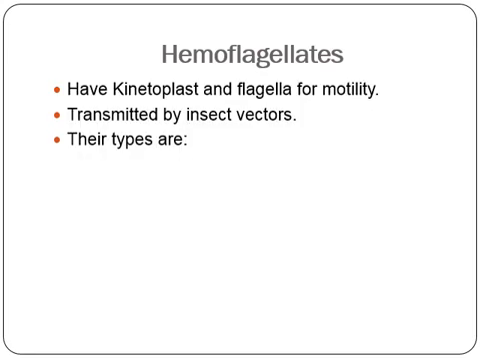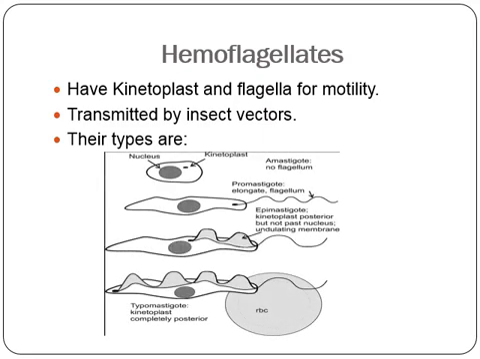Hemoflagellates are characterized by having a kinetoplast and flagella for motility. They are transmitted by insect vectors and their types are: first is the amastigote, which has a nucleus and kinetoplast and is oval in structure. The next is the promastigote, which has an anterior kinetoplast and flagellum.